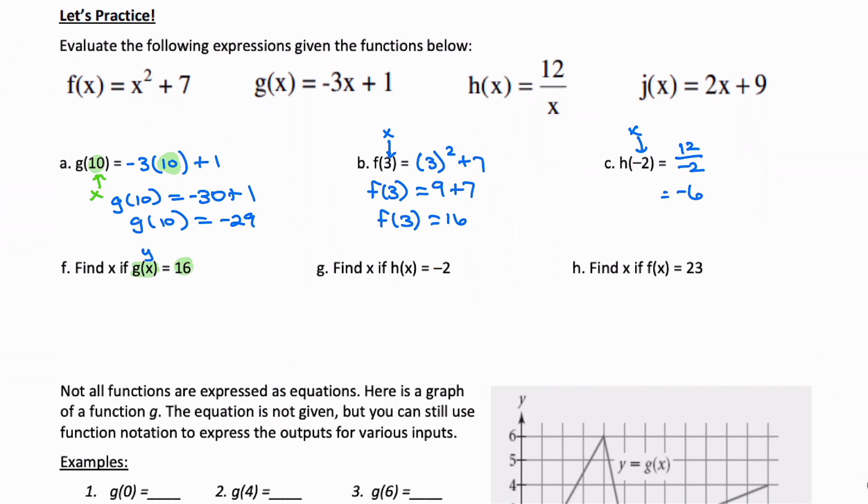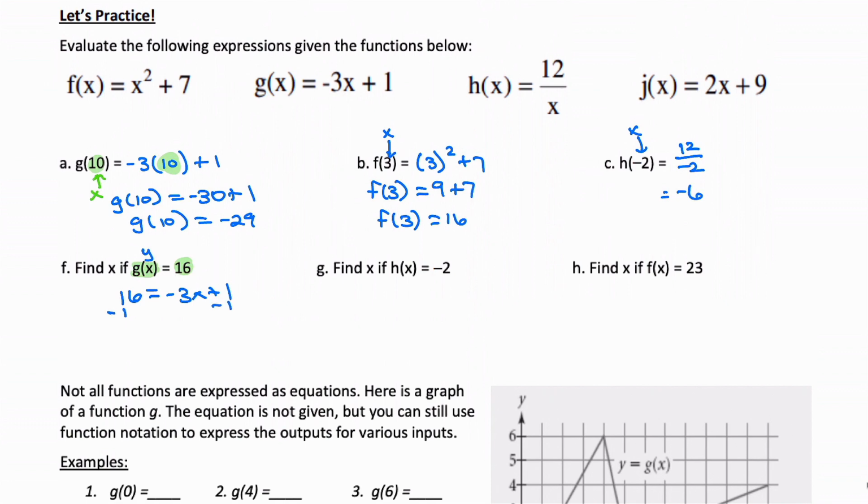So anywhere I see the g of x, I get to replace it with the number 16. I see a g of x here. That needs a 16 in its place. Not inside. The whole thing becomes 16. So I'm going to write 16 equals negative 3x plus 1.